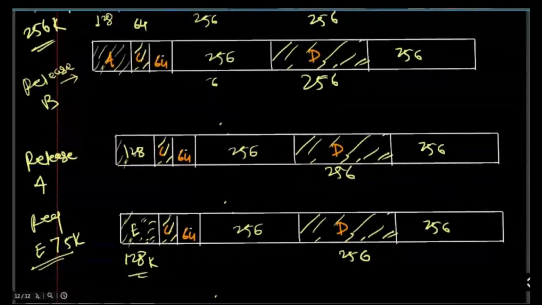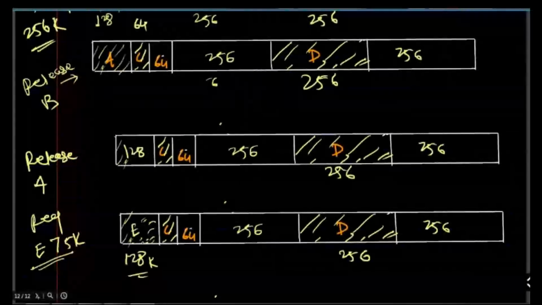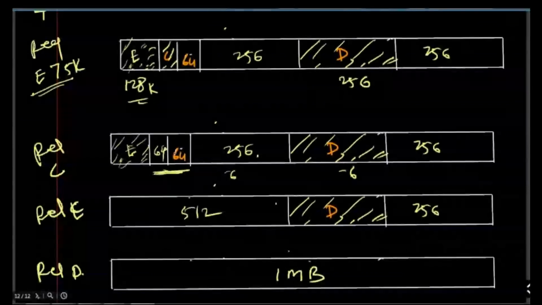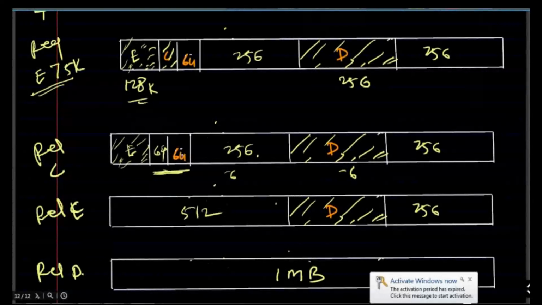Then the next request is for 75K, so we will have to accommodate this process into a 128 block. We have accommodated it here. Then the next request is to release C, so we will release process C. The two 64s are both of the same size, so they will be merged together to form the 128 partition.